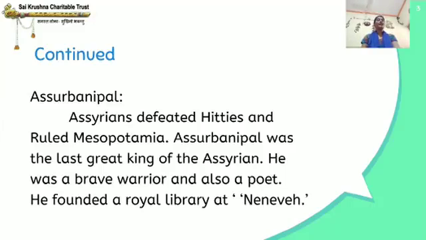Asurbanipal founded a royal library at Nineveh. Nineveh is the oldest and the most popular city of the ancient Assyrian Empire, situated on the east bank of the Tigris River in Iraq. Asurbanipal defeated Hittites and ruled Mesopotamia, and Asurbanipal was the last great king of the Assyrians. He was a brave warrior, means he was a brave soldier, and he was also a poet, and he founded a royal library at Nineveh.